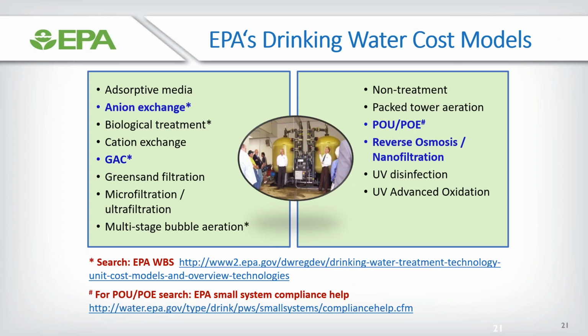So the cost model is actually specifically for PFAS. We have data for anion exchange, GAC, the point of use, point of entry, and RO. And so it's a pretty good snapshot of what those might cost. And I have a few slides just highlighting that in a second. But if you look at the bottom there, we can search for EPA WBS, which is the work breakdown structure, or there's the link as well, which you should be able to download these slides.